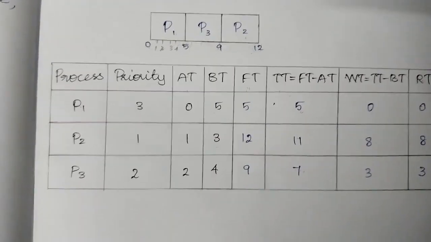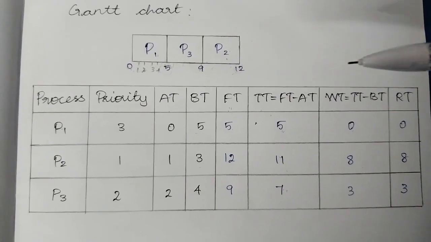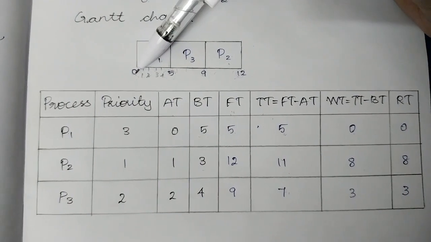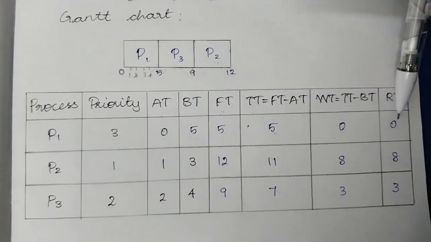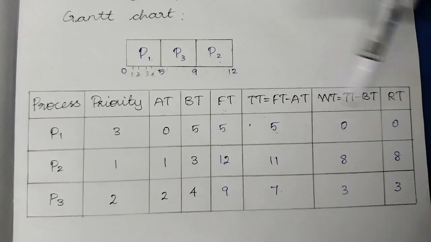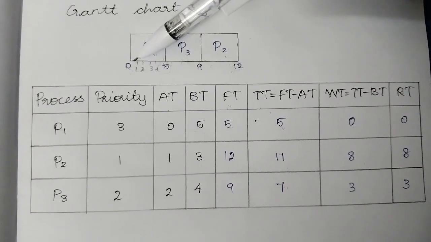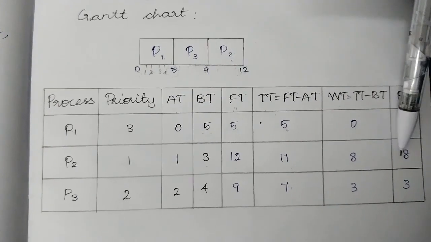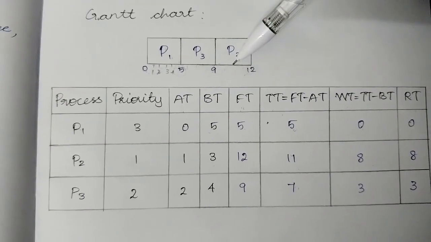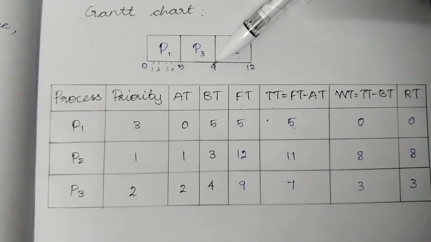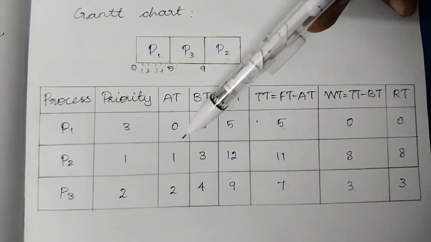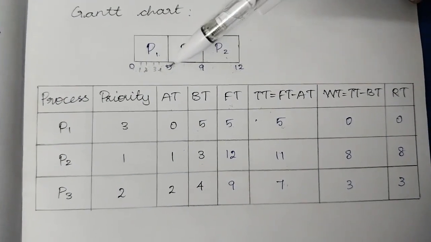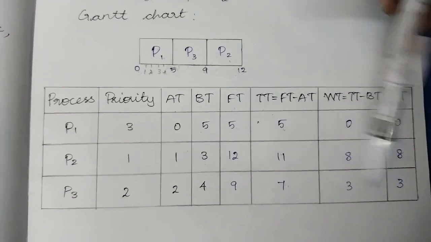For response time, we subtract arrival time from the time when the process was first allocated to the CPU. So the response time for P1 is 0 minus 0, which equals 0. Then for P2, the time first allocated was at 9. So 9 minus arrival time 1 equals 8. Then for P3, 5 minus 2 equals 3.